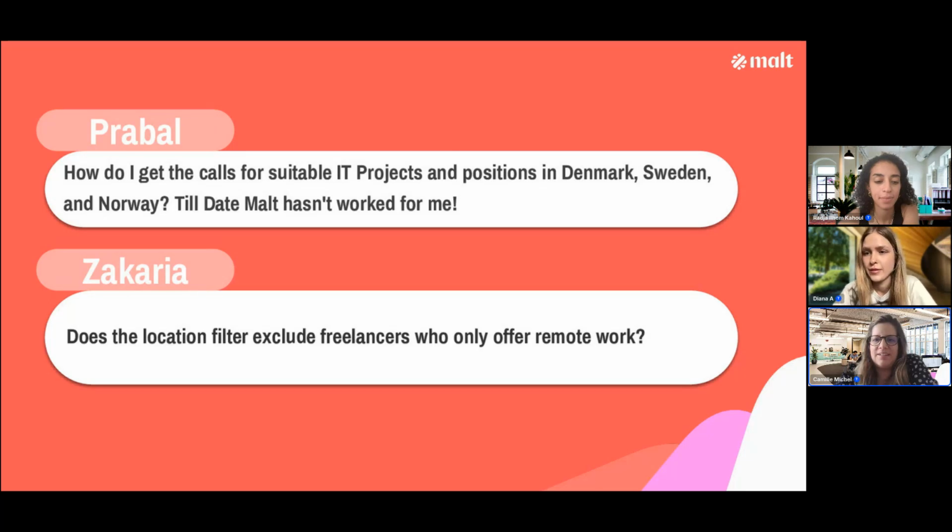so yes, the location filter excludes freelancers who only offer remote work. What it means is that companies often use location filters to find freelancers that are close by. Because from what we've seen from the COVID, yes, of course, there are a lot of remote, but still companies are willing to have freelancers coming to the office more and more, which was not the case before. So being full remote can sometimes limit your visibility for clients who prefer or require some on-site presence.